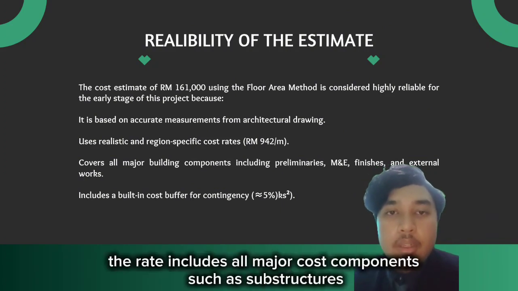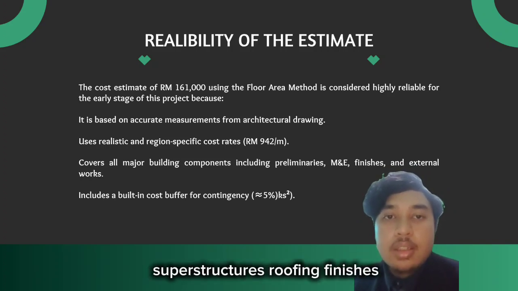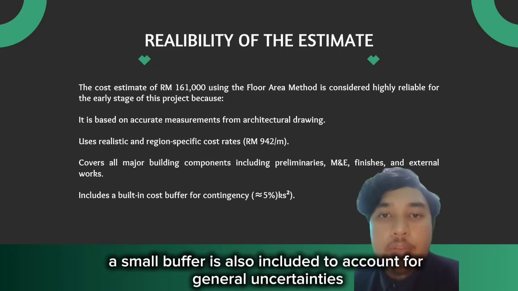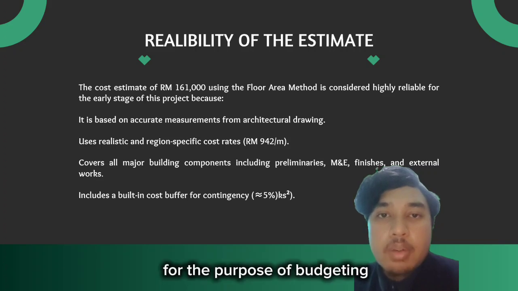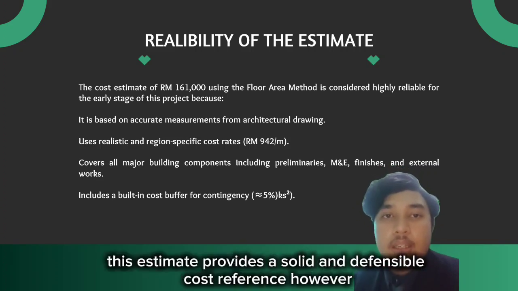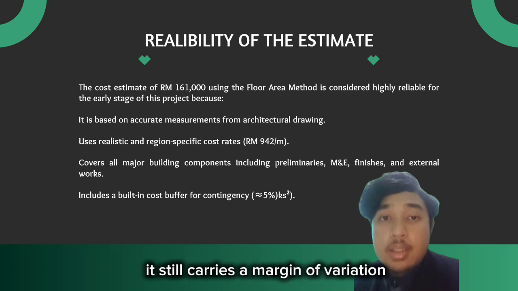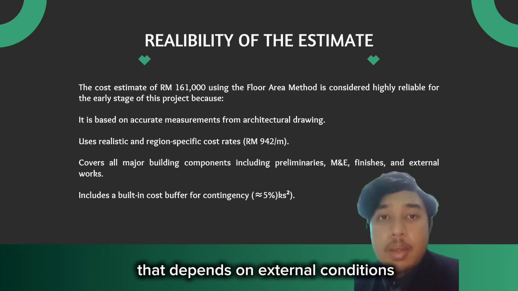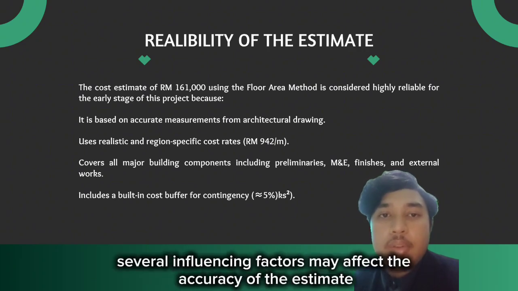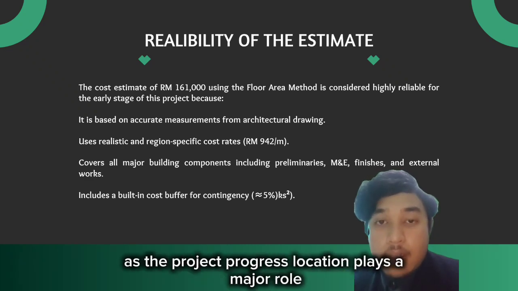The rate includes all major cost components such as substructures, superstructures, roofing, finishes, services, and preliminaries. A small buffer is also included to account for general uncertainties for the purpose of budgeting, feasibility, and financial planning. This estimate provides a solid and defendable cost reference. However, as a method based on generalized rates, it still carries a margin of variation that depends on external conditions. Despite the reliability at this stage, several influencing factors may affect the accuracy of the estimate as the project progresses.